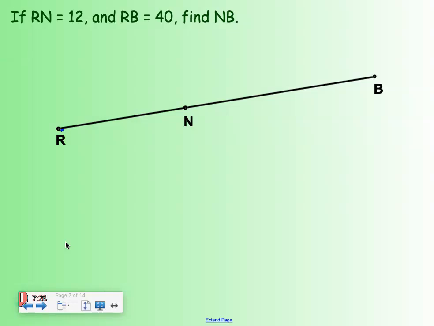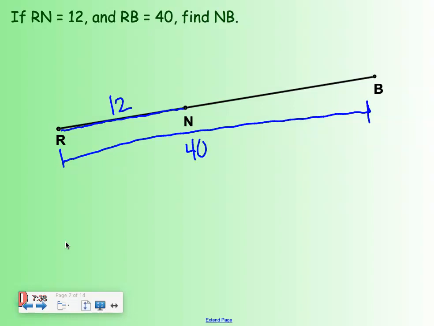So I'm told that R to N is 12, and that from R to B is 40, and the question that we're being asked is to find what NB equals. So since I don't know what it is, I'm going to call it X. So this one's pretty straightforward, I hope, because I have my huge segment RB, so I write RB equals, what 2 things make up RB? RN plus NB, and now I can fill in blanks.